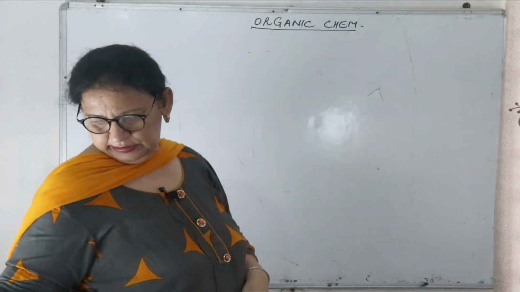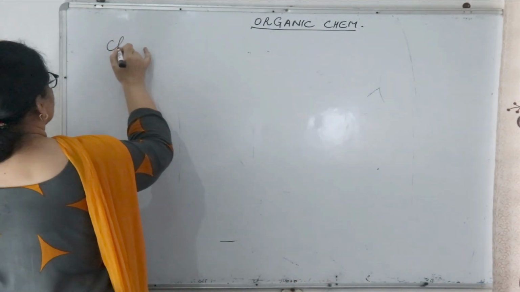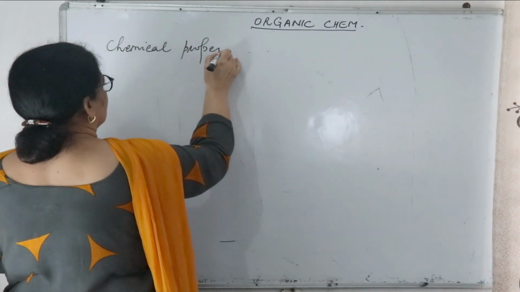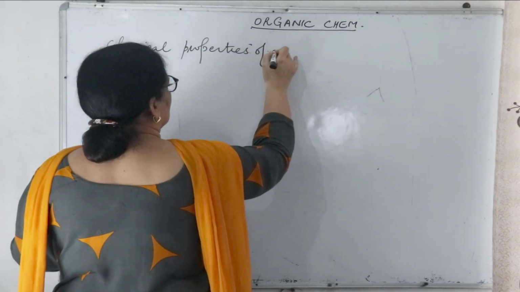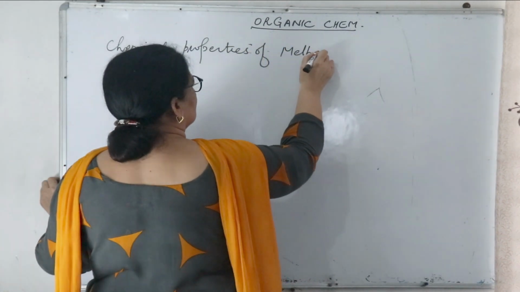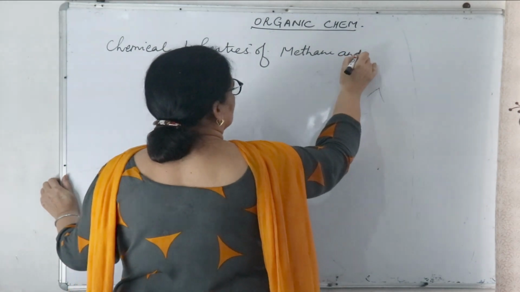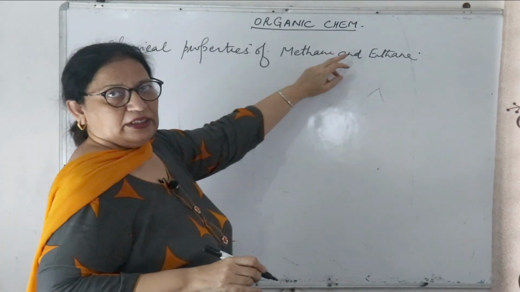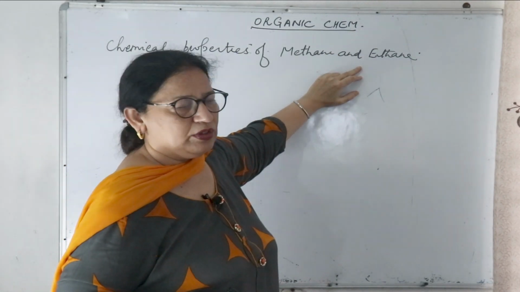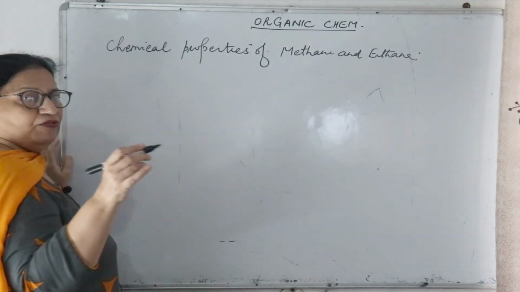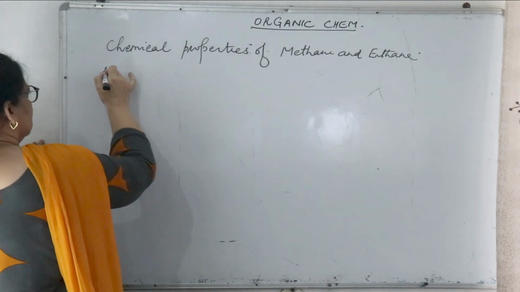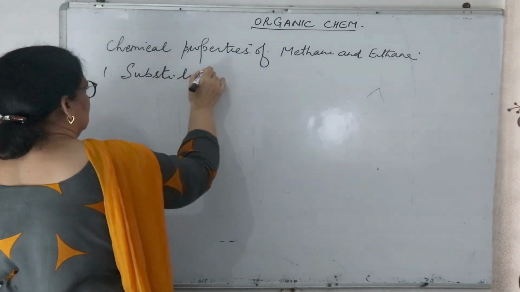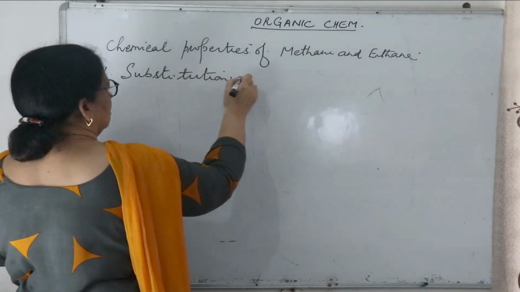Let us do the chemical properties of methane and ethane. Because methane and ethane are saturated hydrocarbons, they will give the special type of reaction that I gave you earlier also, that is the substitution reaction.